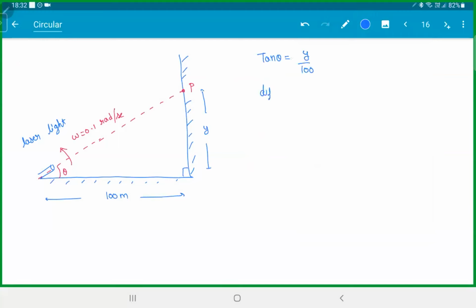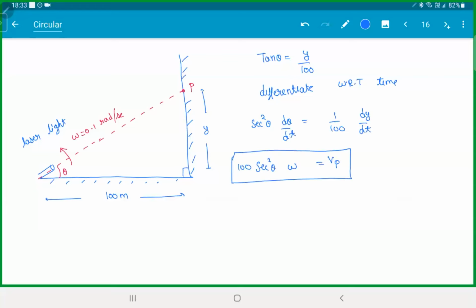Differentiate both sides with time because you want d theta by dt. That is how you get omega. Or you want dy by dt for velocity. The differential of tan is sec square theta d theta by dt is equal to 1 by 100 dy by dt. This guy would be sec square theta omega, 100 is velocity at point P. And then you got the velocity. Put theta 60, put omega 0.1, you'll get the answer.